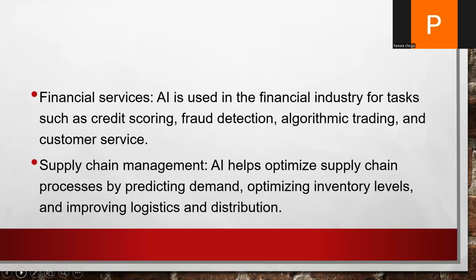AI is also being used in supply chain management. AI helps optimize supply chain processes by predicting demand, optimizing inventory levels, and improving logistics and distribution. In supply chain management, AI is used to know, for instance, that the stock is almost out, so you need to order new stock. It optimizes inventory, making sure that you keep track of what is available in stock and what is not, and improves logistics and distribution as well.